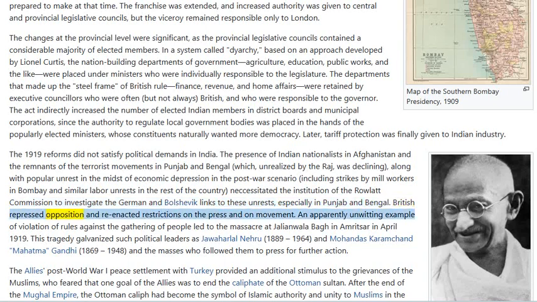British repressed opposition and reenacted restrictions on the press and on movement. An apparently unwitting example of violation of rules against the gathering of people led to the massacre at Jallianwala Bagh in Amritsar in April 1919. This tragedy galvanized such political leaders as Jawaharlal Nehru, 1889-1964, and Mohandas Karamchand, Mahatma Gandhi.